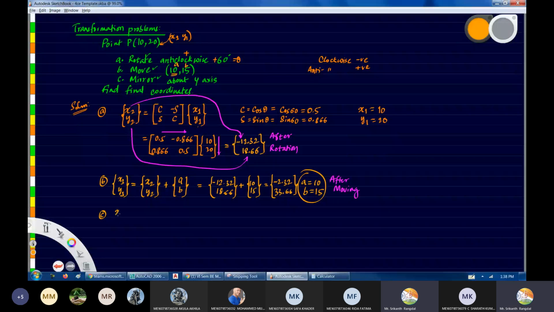The next we have x4, y4. So what we have to do next? We have to perform the next operation, that is mirror. So we have to do mirror about y-axis. So what is the formula for mirror about y-axis? What is the matrix for mirror about y-axis? 1. These two values will always be 0. Okay. Then if you are mirroring about y-axis, this term has to be minus, this term has to be plus. Is it correct?